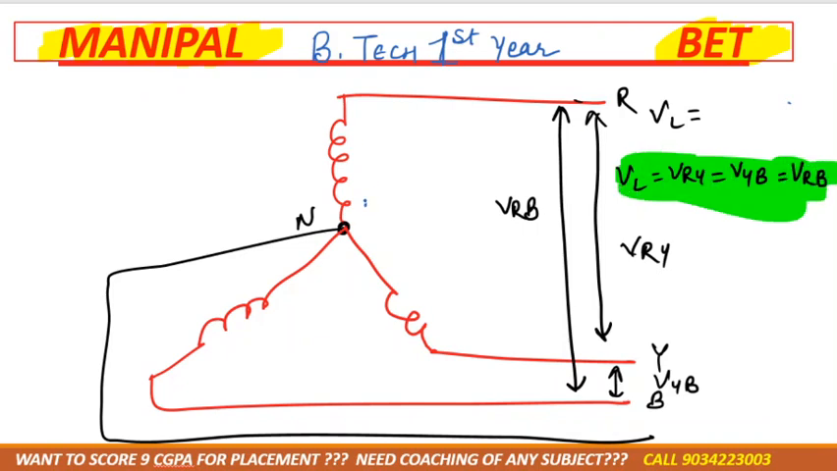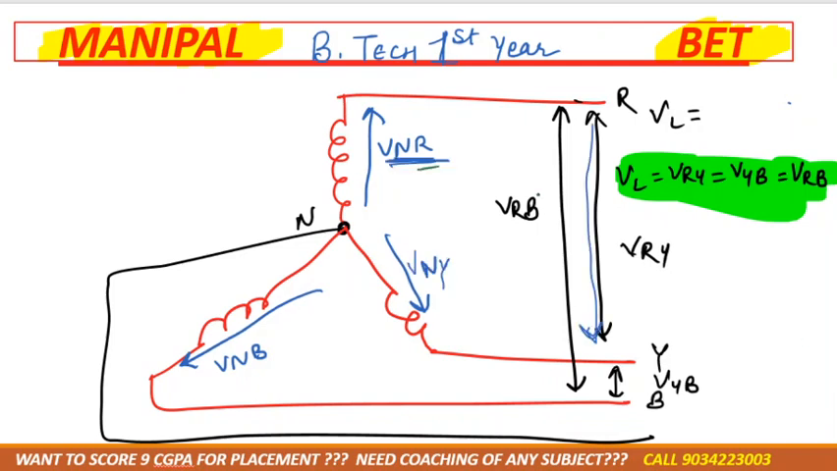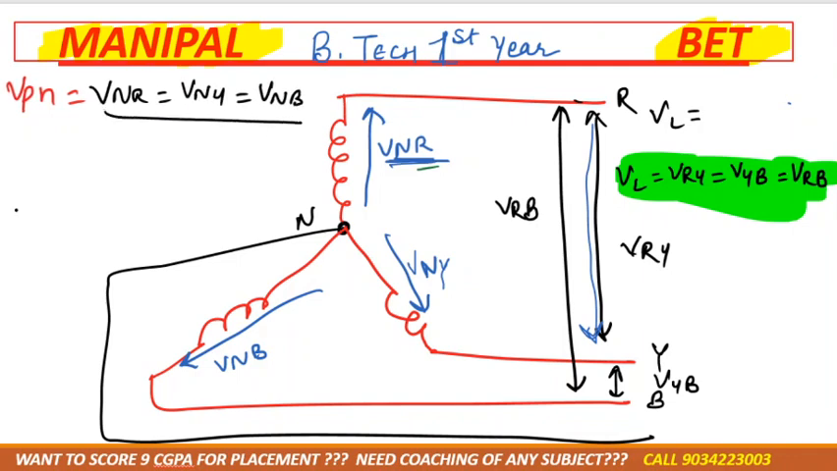Similarly, we can have the voltage between N and R is VNR, voltage between N and B is VNB, voltage between N and Y is VNY, right? Now you have to tell me whether in this case VNR is equal to VRY, yes or no? So VNR and VRY is not equal, right? So phase voltages are which one? VNR is equal to VNY is equal to VNB. These are the phase voltages.